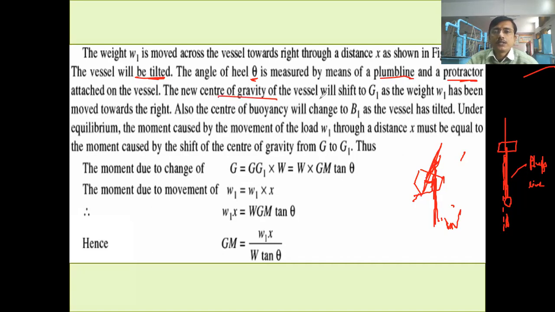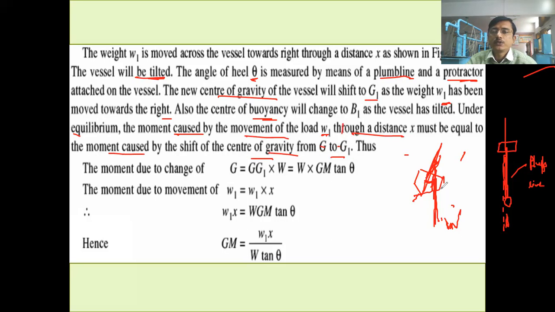The new center of gravity of the vessel is shifted to Z1 as the weight W1 has been moved toward the right. Also, the center of buoyancy will change from B to B1, as the vessel is tilted. Under the equilibrium condition, the moment caused by the movement of W1, because W1 shifted, is equal to the moment caused by the shift of the center of gravity from Z to Z1. What does it mean that the center of gravity shifted from Z to Z1?